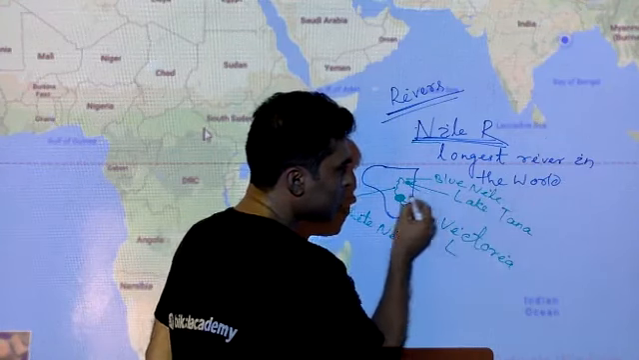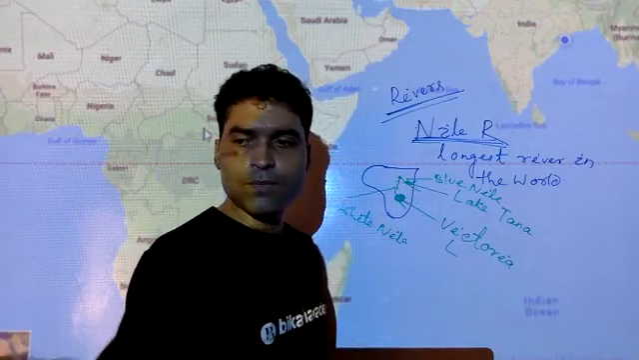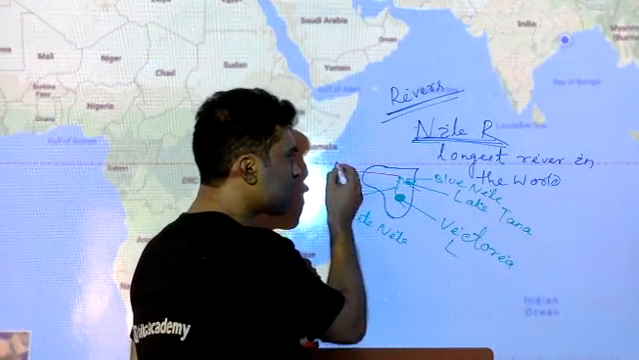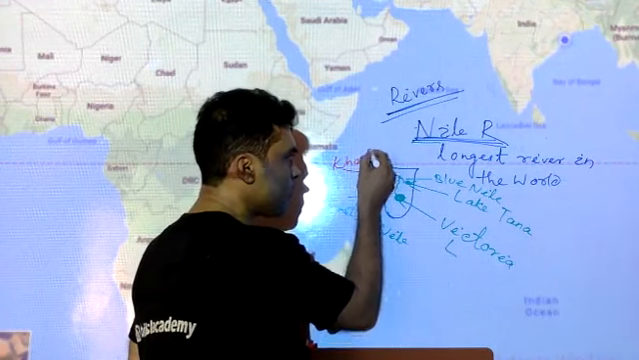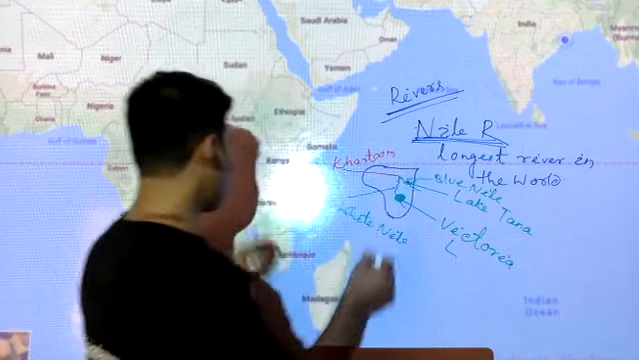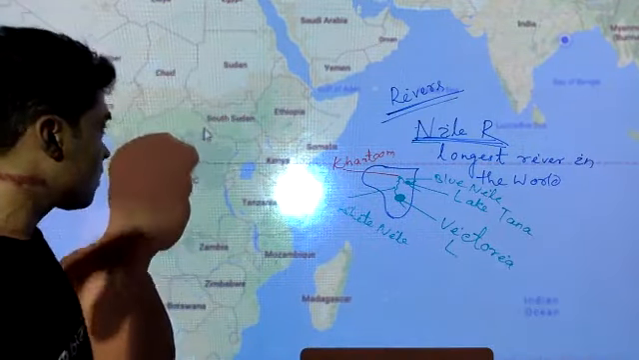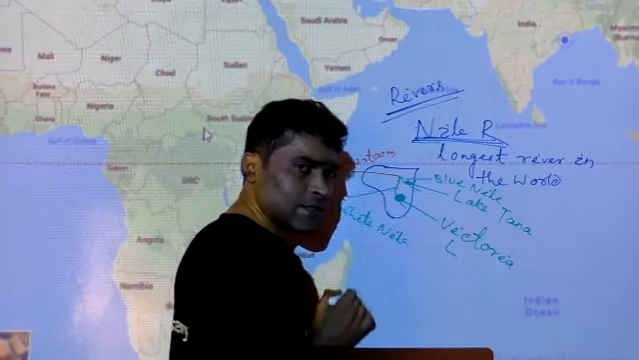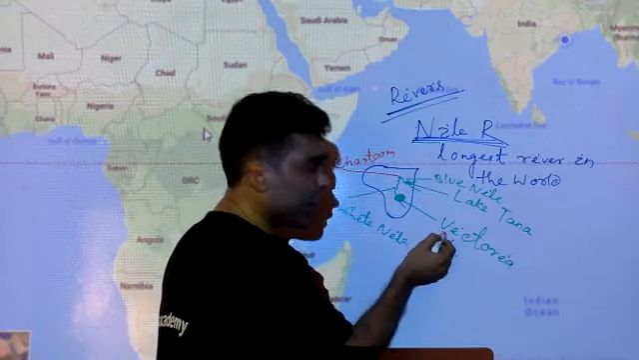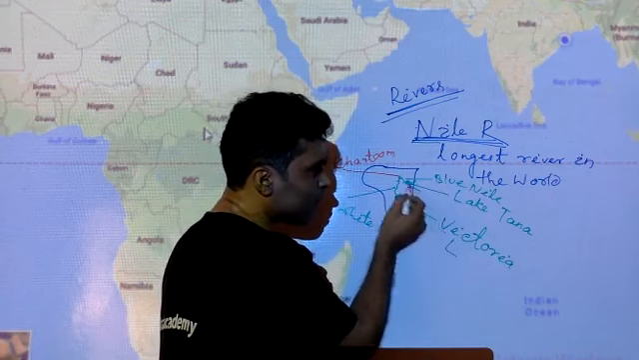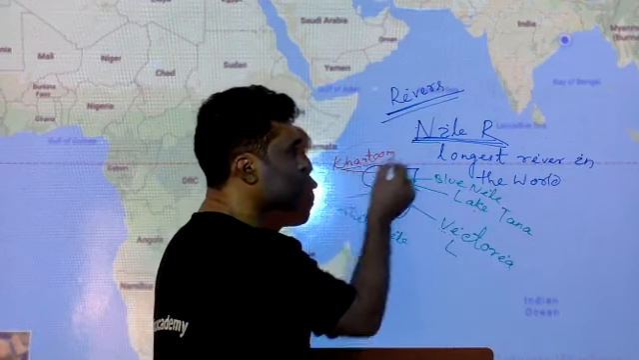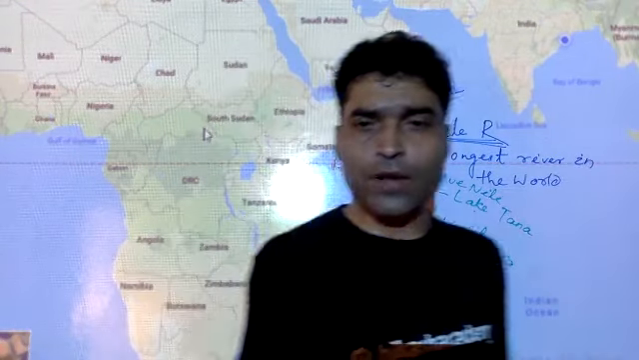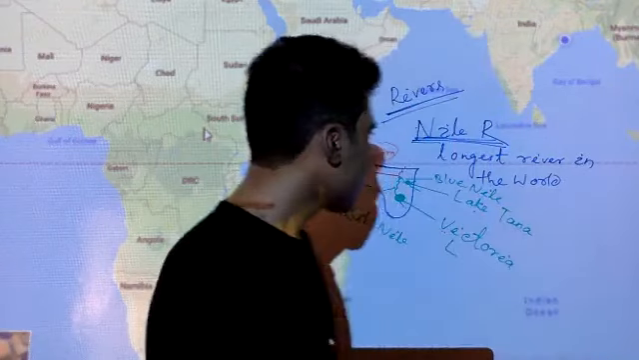And this Blue Nile and White Nile meet at a point called Khartoum. I will explain in the bigger picture, don't worry. The White Nile is moving like this, originating from Victoria Lake, and the Blue Nile from Tana Lake, meeting at Khartoum. So this point is Khartoum. After that, it is known as the Nile River. Are you getting my point? I hope you got this point.